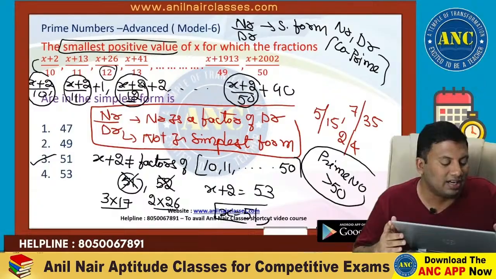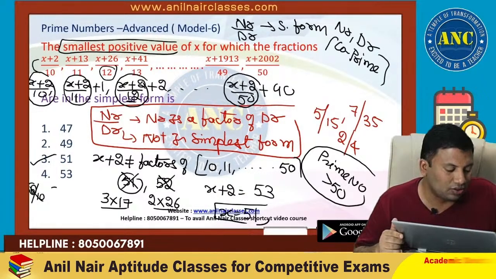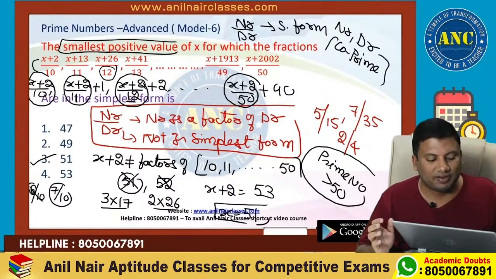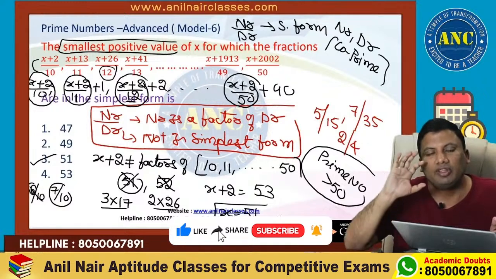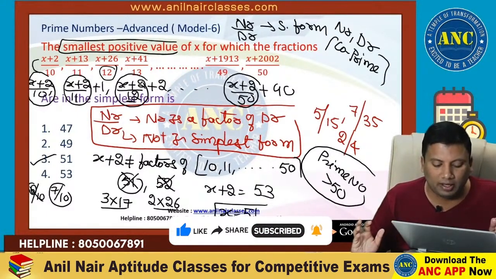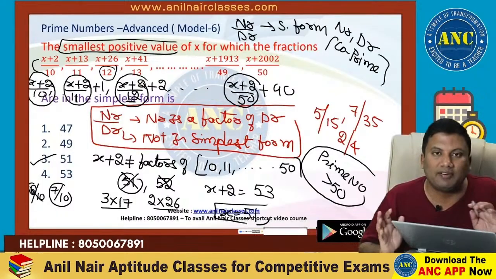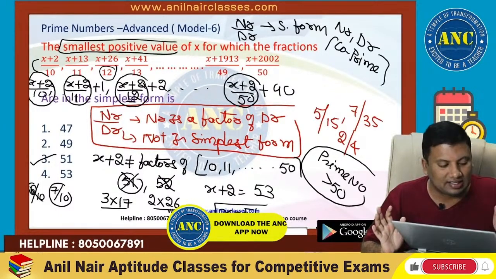If you see here, x plus 2 by 10. Suppose I take 6 by 10, it is not in its simplest form. So x plus 2 can take a prime number. 7 by 10 is in simplest form. x plus 2 by 50. x plus 2 and 50, they both should be co-prime to each other. x plus 2 and 11, they both should be co-prime to each other. I hope the idea is clear.